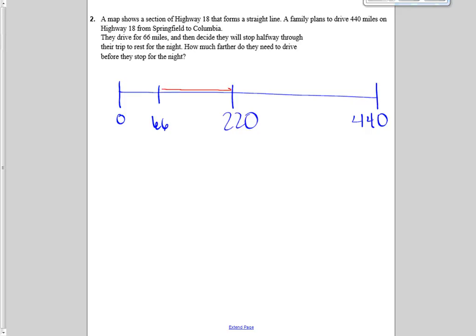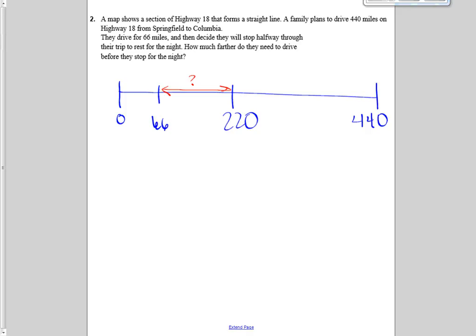So this question is just asking, how far is this? It means how far until they get to that halfway point. If that's not clear, if you're looking at this problem and you're like, I don't know what they're asking me for, draw it the same way I did. It's a really smart way to do it. You get a nice visual picture of what it is you're looking for, and you don't accidentally make a mistake on some problem.